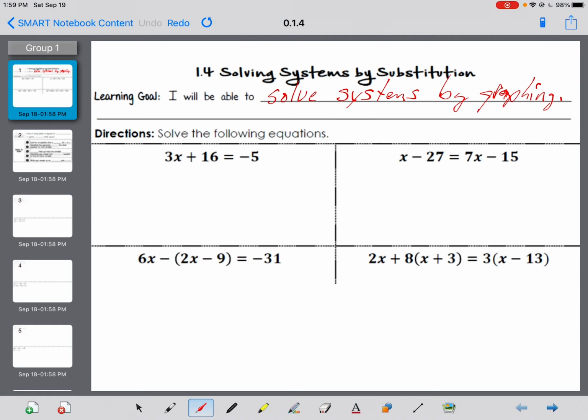All right, so let's look. First, we're just going to solve equations. Refresh our memory on that. Solving equations means get the variable by itself, everything else on the other side. So we're going to look for x first here, and 3x plus 16 equals negative 5. Start outside, work your way in.